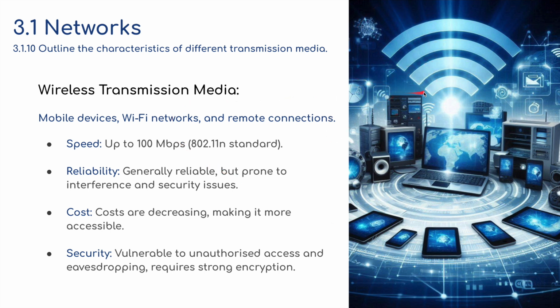Wireless transmission. Obviously, there's no wires to talk about here. Mobile devices, Wi-Fi networks, and remote connections use wireless transmission. Speeds up to 100 megabits per second, based on this standard. Generally reliable, but prone to interference and security issues. Costs are decreasing, making it more accessible. Security, these are vulnerable to unauthorized access, and eavesdropping requires strong encryption.